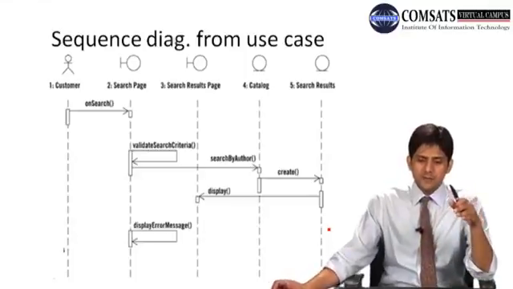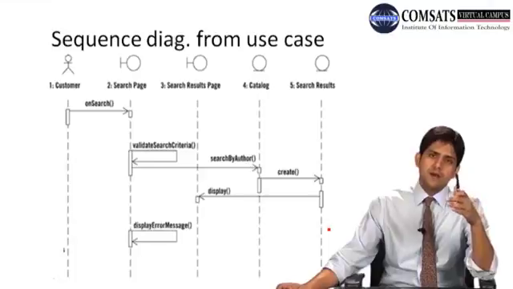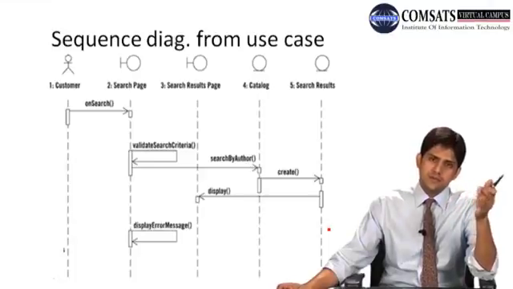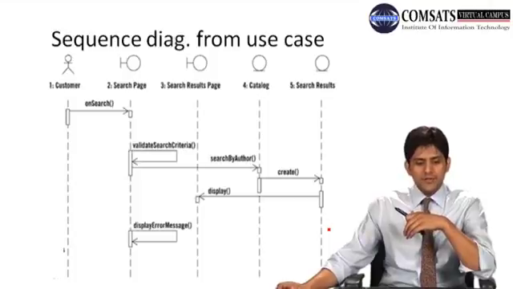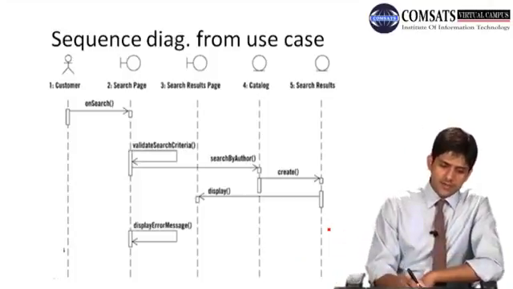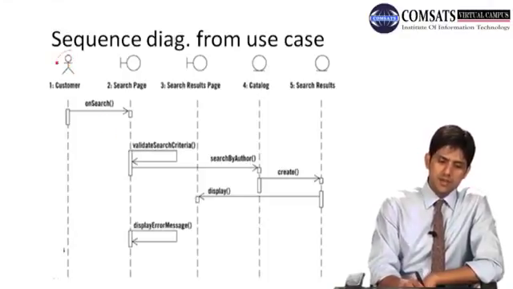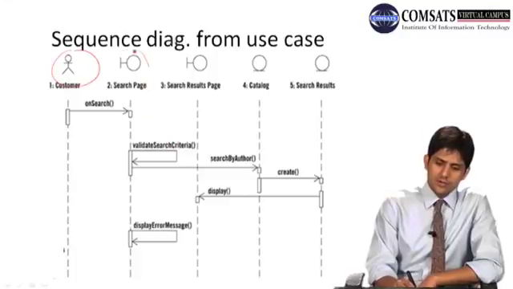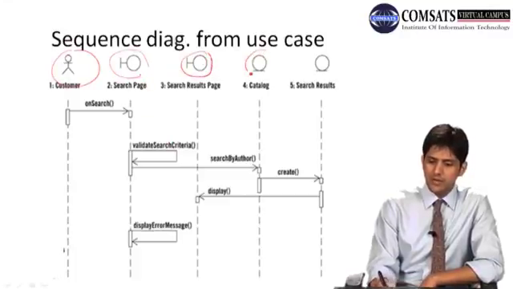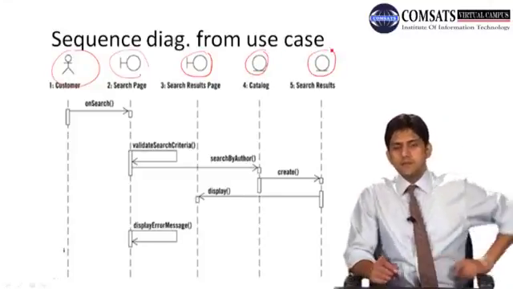Okay, now this is an example of how we draw a system sequence diagram from the use case. Okay, now if you see, I told you that the customer's objects can be represented through these stick figures. Then you have this search page, this search result page, this catalog, and these search results.